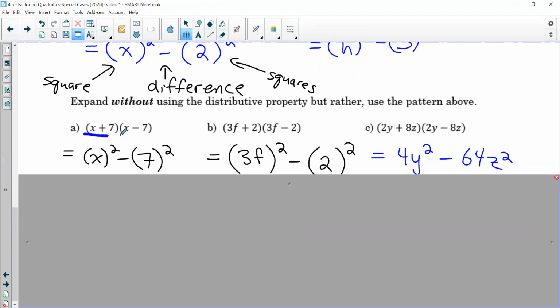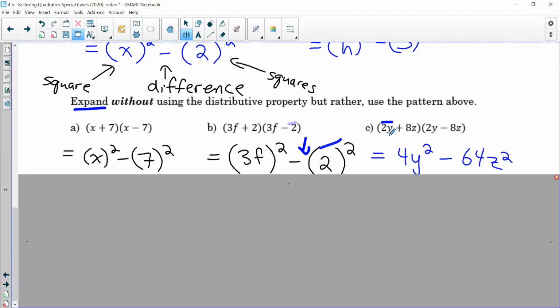Using the same pattern. So again, the bracketed part, identical, except for the signs are opposite. So a quick way of getting to the answer would be take the first item, square it, take the second item, square it, put a minus sign in between. Same thing in B. You have exactly the same except for these signs. So take the 3F and square it, take the 2 and square it, put a minus sign in between. So we're expanding here, not factoring yet.